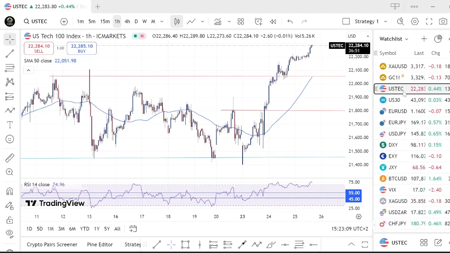Fed rate bets surge as oil calms. U.S. stock futures subdued as Middle East tensions cool. Wall Street rallies, NASDAQ boosts record close. Yes, yesterday we had a massive move in the NASDAQ. I didn't really see it, but I guess it was there. And then Wall Street ends sharply higher. Okay, cool.